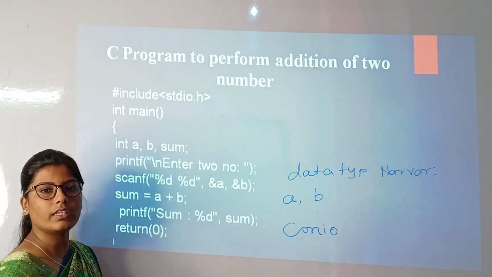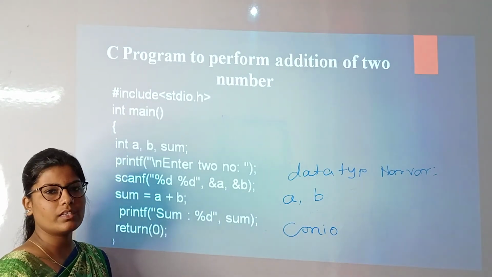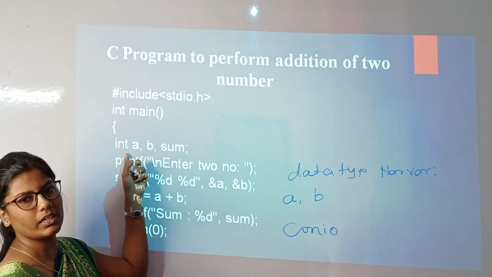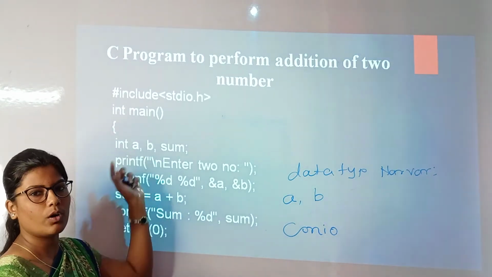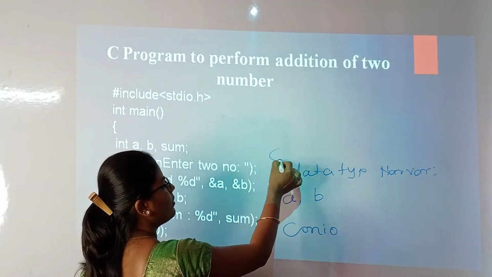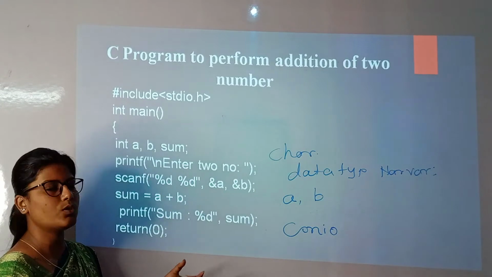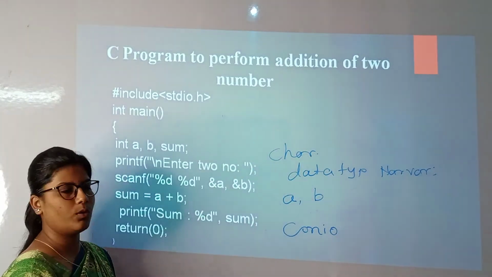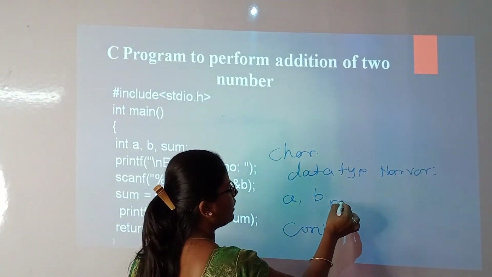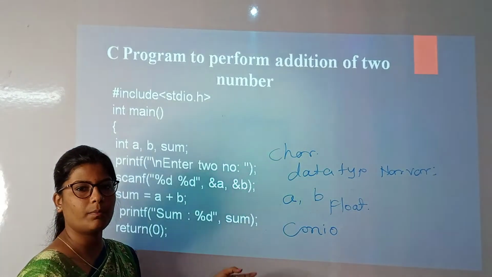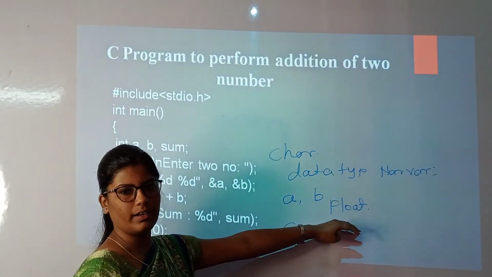Here we define integer data type. There are various data types in C language. First, we use the integer data type, where we store whole numbers. Another data type is character, to store characters. For that purpose we use the char data type. Another one is the float data type. Suppose we want to store decimal point values, for that purpose we use the float data type.